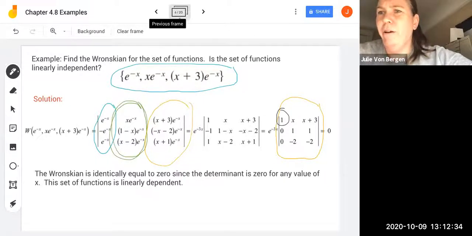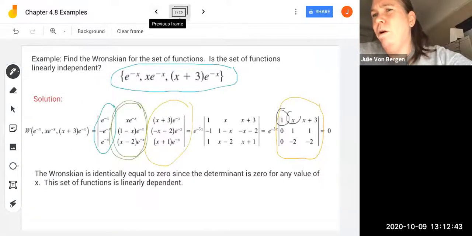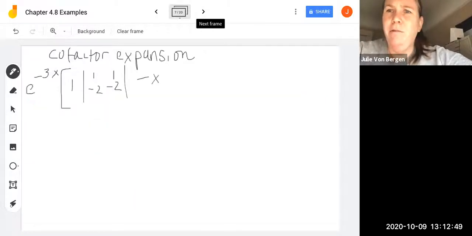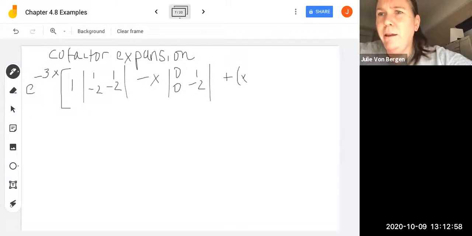And then I'll move on to the x, and I have to think about x is in position row 1, column 2. So that's going to give me a negative. It's going to be minus x times the determinant 0, 0, 1, -2. And then x plus 3 is in row 1, column 3. So that's going to give me a -1 to the 4th, so that'll be a plus here, if you remember back to when we did cofactor expansions. And this will be 0, 0, 1, and -2.